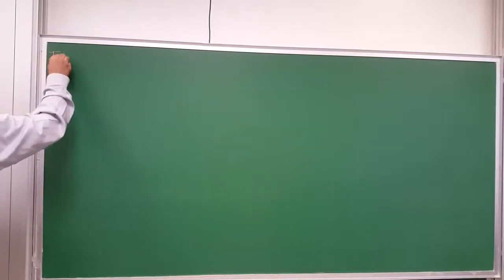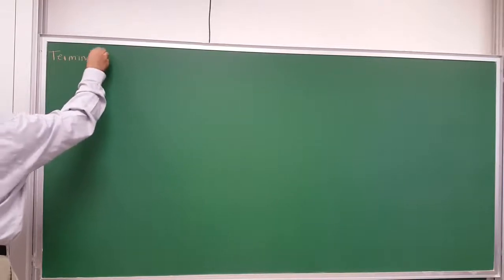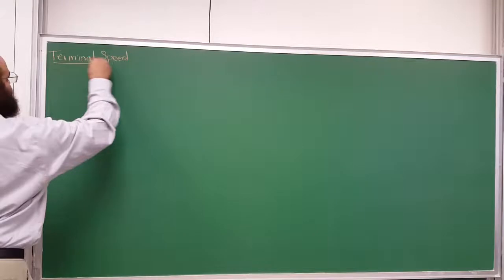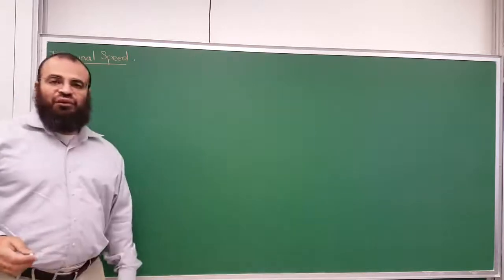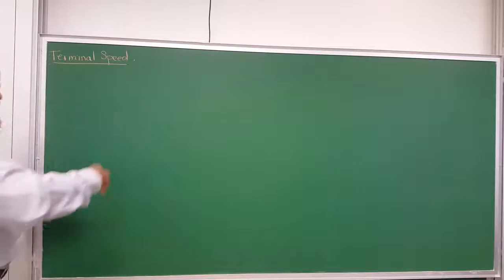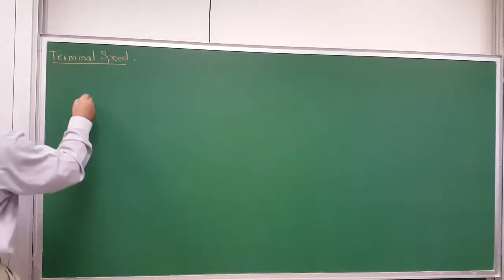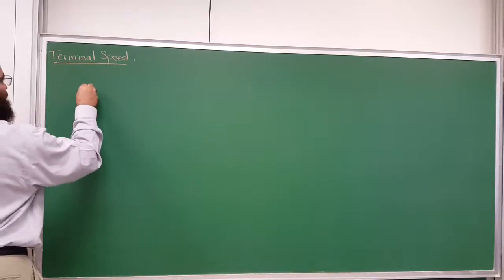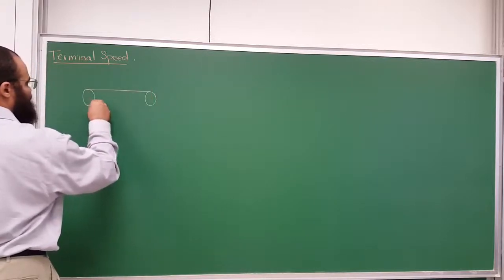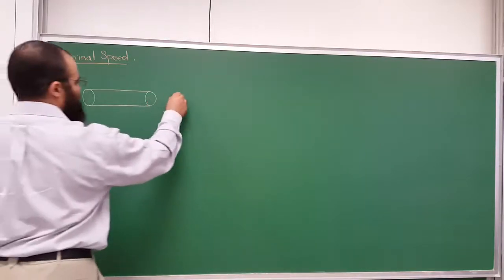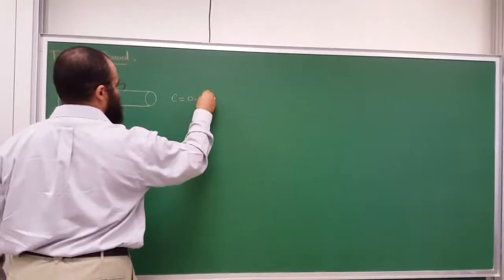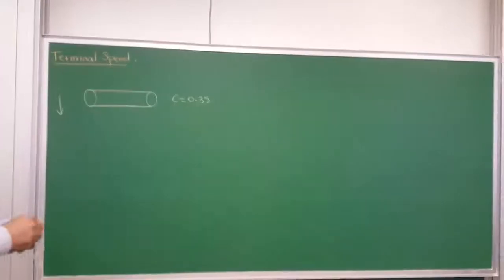All right, so here's the problem for the terminal speed. Let's say you have a person, a skydiver, and the person is falling. First of all, what kind of shape does the person have? As the person falls, we're kind of long, so we can model ourselves as a cylinder. So here's the person, like a cylinder, and they're falling this way. We looked at a cylinder earlier, and we said C is approximately 0.35 for a cylinder.